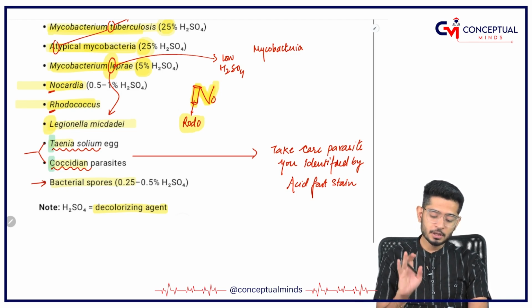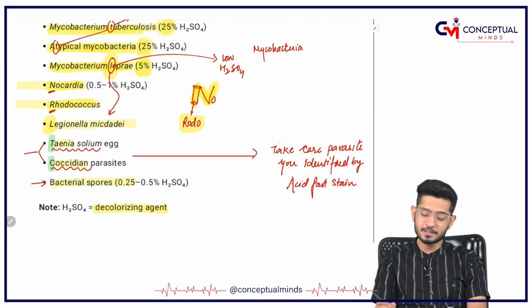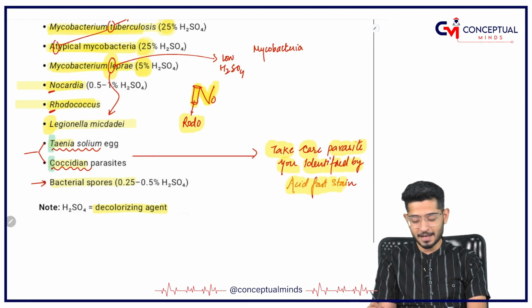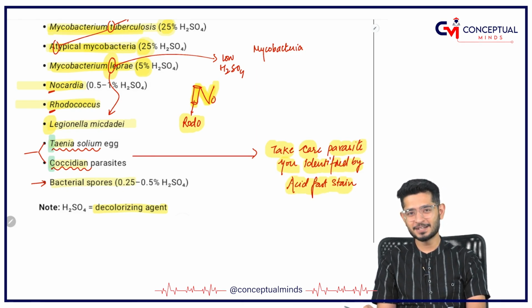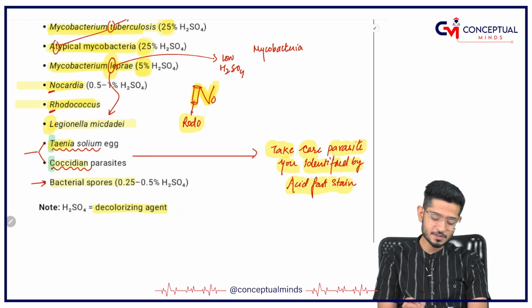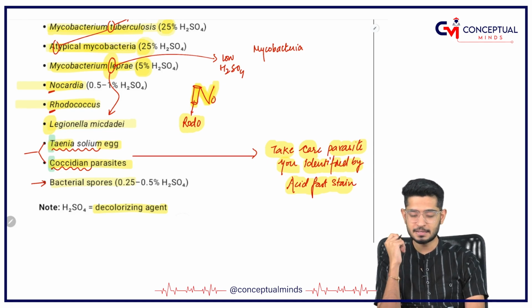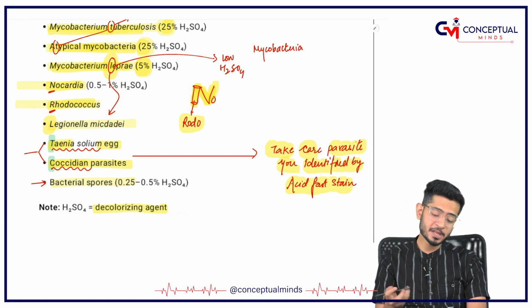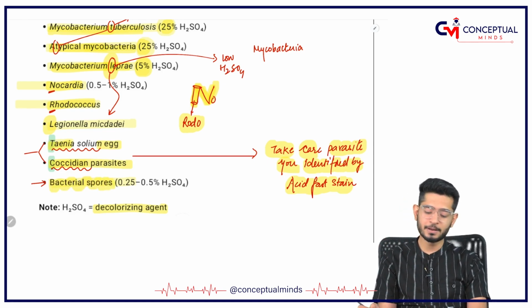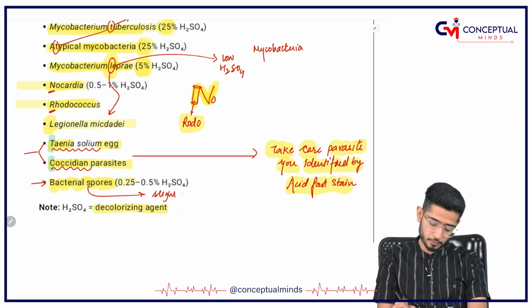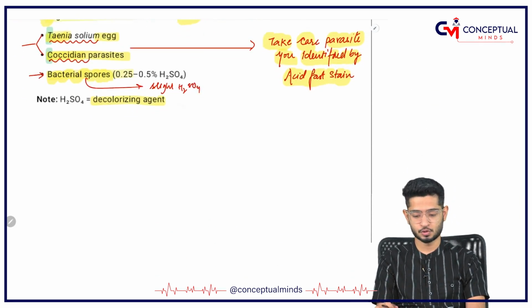Then you have to take care of these parasites. Take care, parasites. Why? Because you will get identified by acid fast stain. So which parasites should we take care of? T and C. T for Taenia solium and C for coccidian parasites. Taenia solium and coccidian parasites, these are parasites. Next is bacterial spores. So the spores of bacteria just require slight H2SO4. Slight H2SO4 means they just require 0.25% H2SO4, okay.